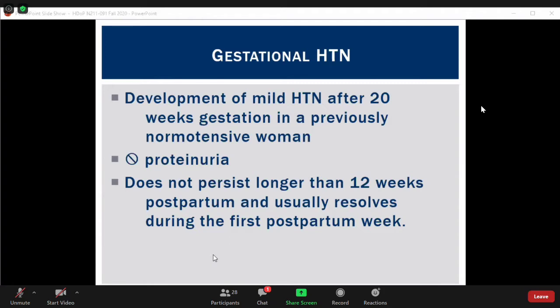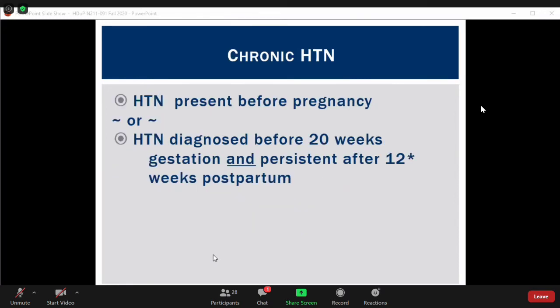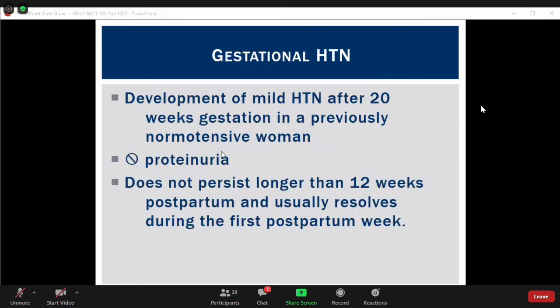As opposed to someone with gestational hypertension, which is a mild hypertension after 20 weeks. So I'm just going to flip back so you see this is before 20 weeks. You'll see this 20-week marker is very important, so you should kind of keep that in mind. But with gestational, we're talking about after 20 weeks in someone that previously had normal blood pressures. Does not persist into the postpartum period. So it is truly just gestational hypertension.